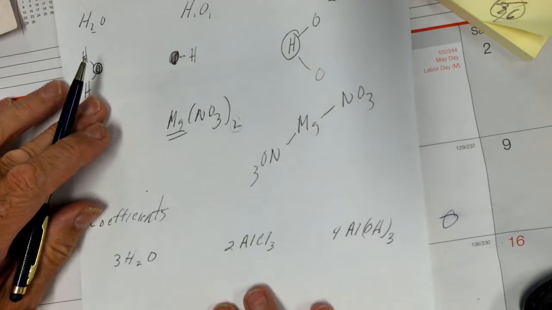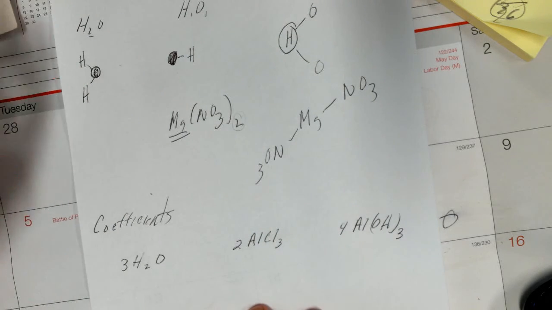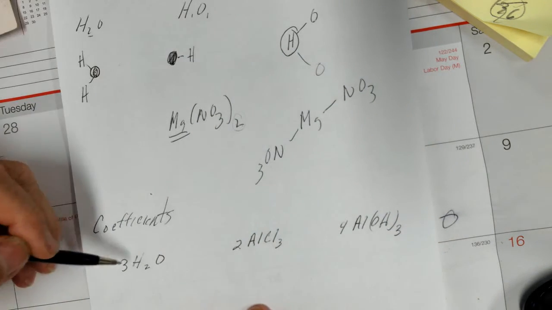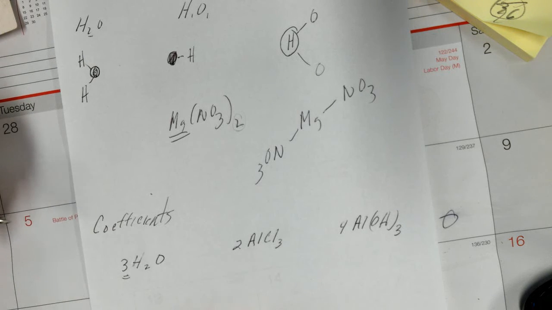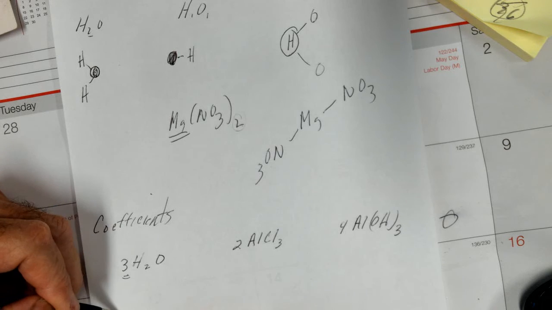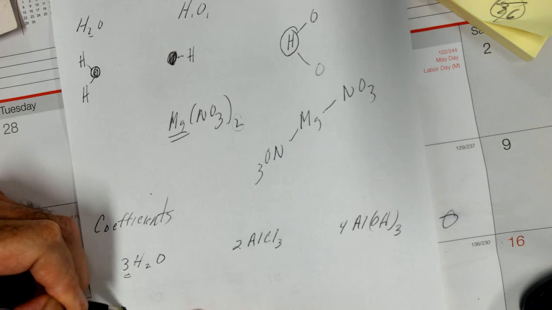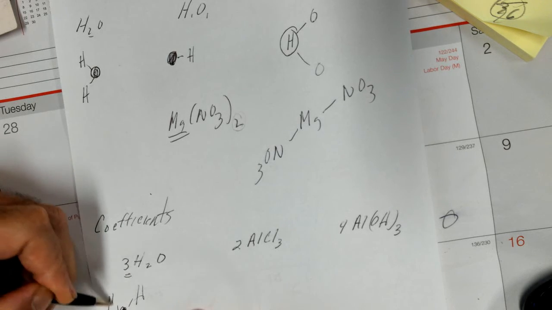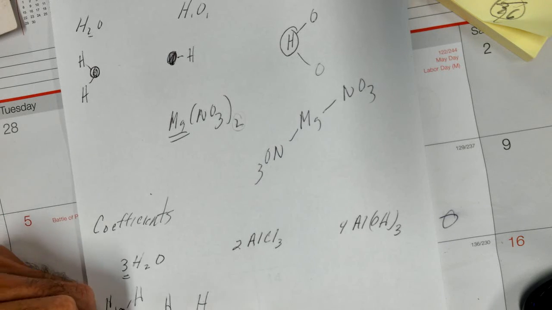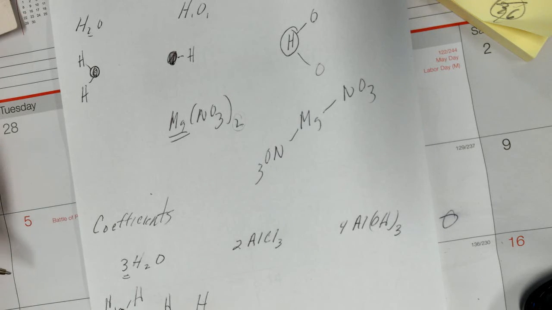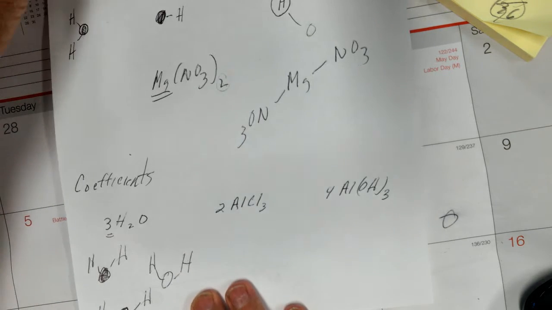Now coefficients, on the other hand, tell us or indicate the number of molecules. And so in the case of this 3 here, it says there are 3 water molecules. If I was going to draw a picture, I would draw a picture of 1 water molecule. Here's another water molecule. There's another water molecule. And here's a 3rd water molecule. 3 different molecules of H2O.